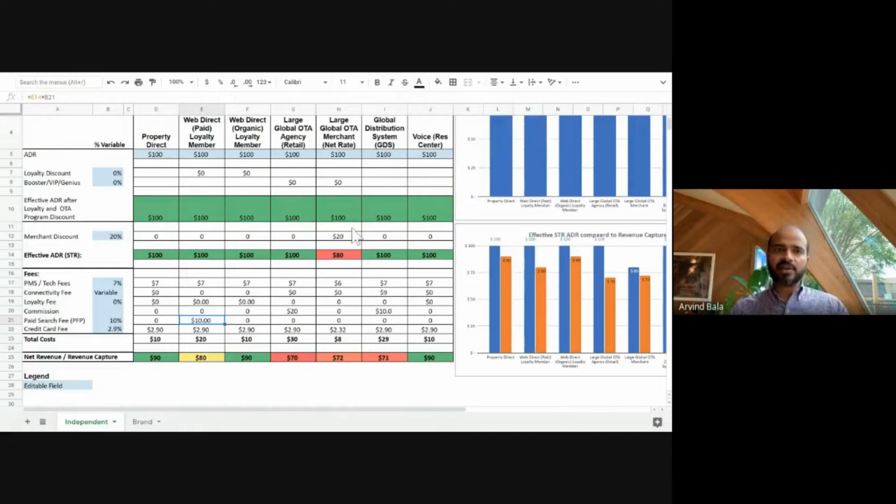But the other layer to look at, especially in the direct space, is what is a repeat purchase? If a consumer walks through the door the first time around through a wholesaler, and then the next 5 stays that year are coming through directly, the lifetime value of the consumer is very different. And therefore, the customer acquisition cost comes down from, say, 20% in the first instance down to 4% or 3%, depending on how frequently the customer stays with you.